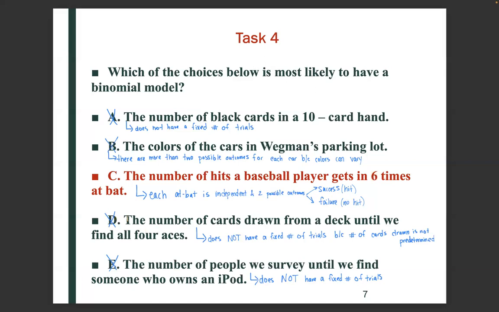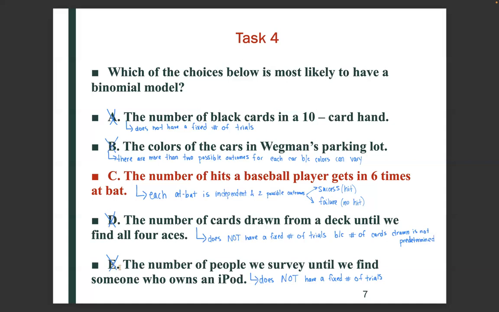Okay, what about D? The number of cards drawn from a deck until we find all 4 aces. This does not have a fixed number of trials because the number of cards drawn is not predetermined. We're not given how many tries we should draw cards. We're just drawing until we get all 4 aces. So this is not a binomial. There's not a fixed number of trials.